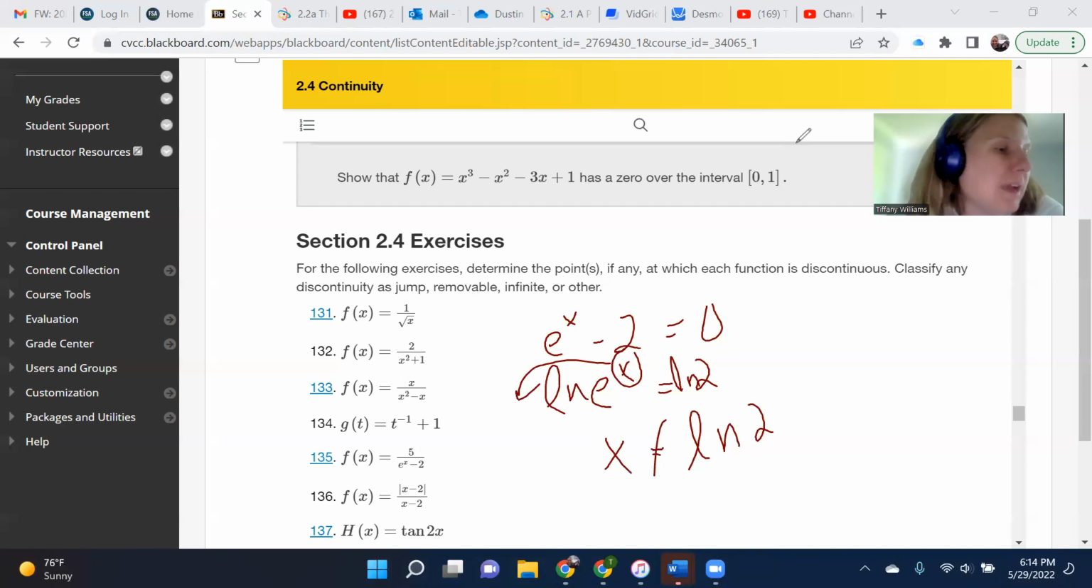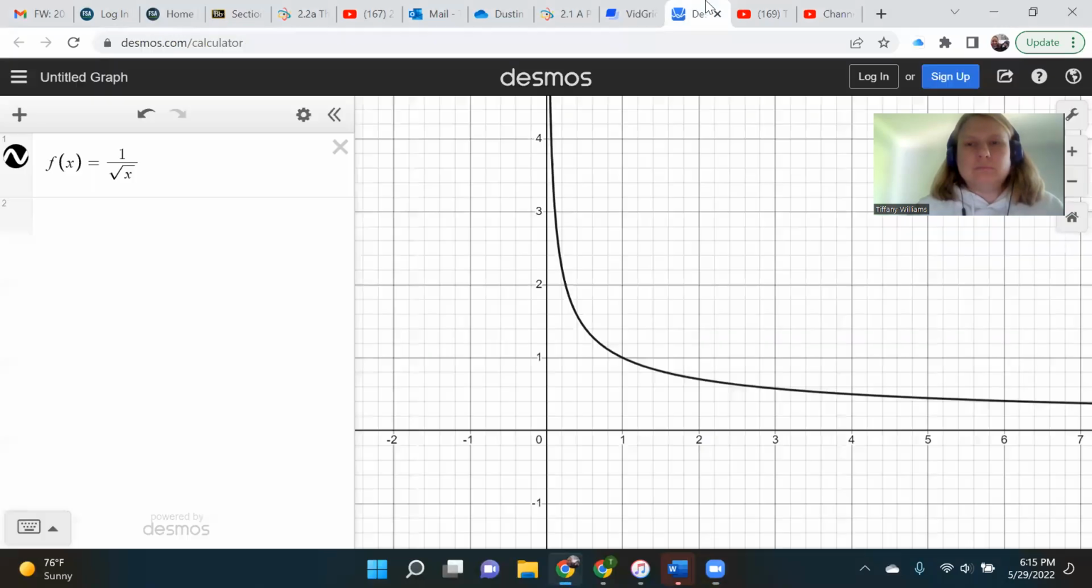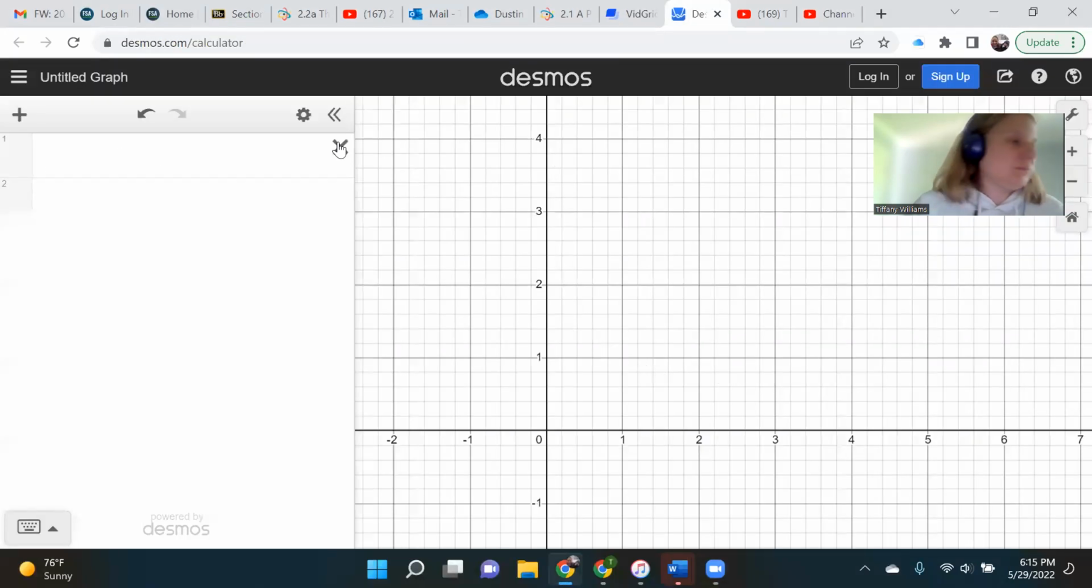So what this means is that something weird is happening at the natural log of 2. I could go through and actually take the limit as x approaches natural log of 2 from the left and from the right, but I'm going to do something a little bit different. I'm going to go to Desmos and actually see what's happening here. So just remember, natural log of 2 is where something weird's happening.